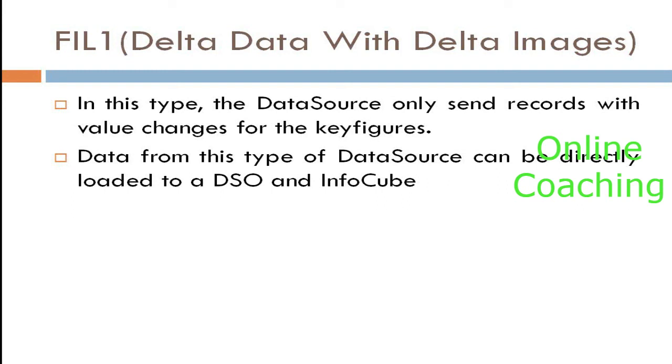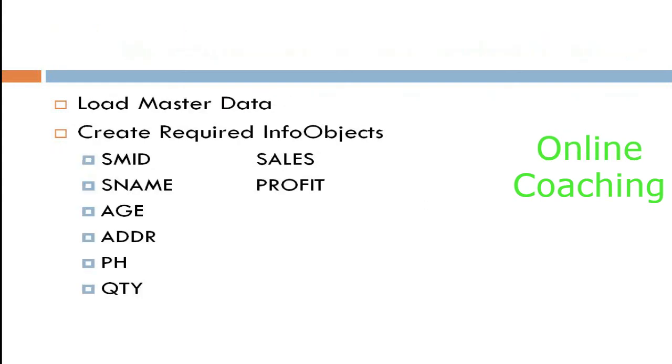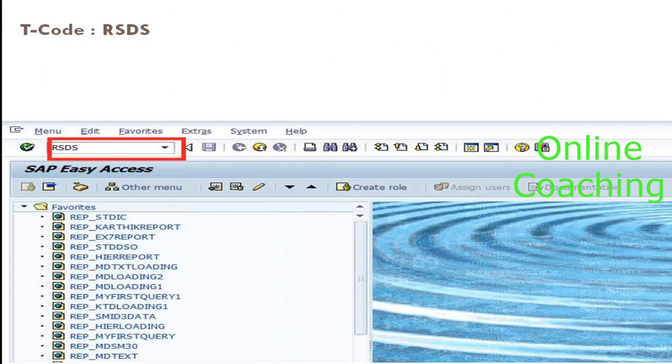Then go for FIL1. Data from this type of data source can be directly loaded to a DSO and InfoCube. There are no restrictions. Either you can load to DSO or to InfoCube directly. But FILO has a restriction: the data should go to DSO only first. So according to your requirement, you can choose any one of them.